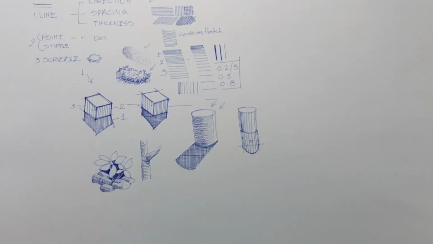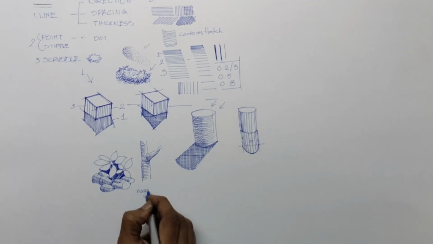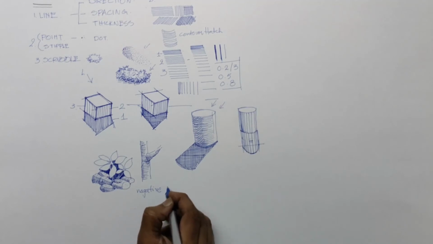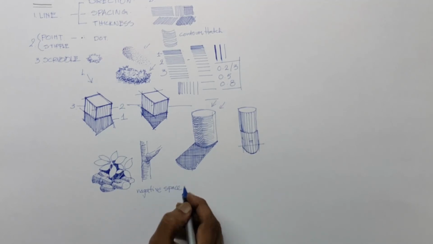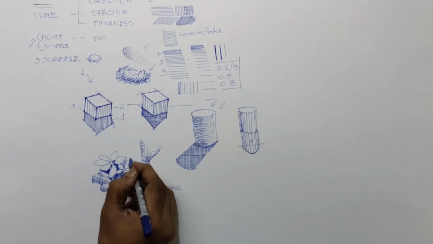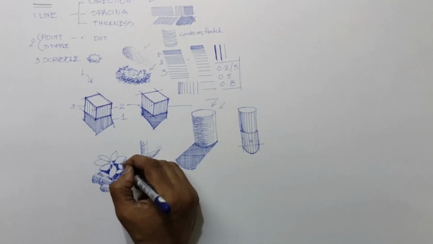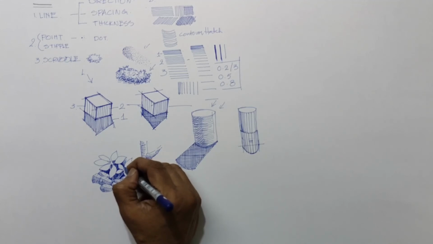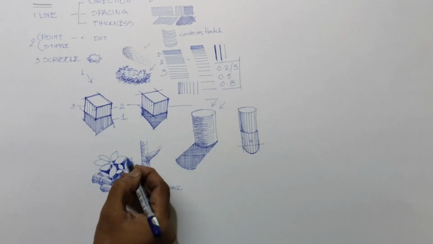So this is called negative space. It means the subject is in white color, whereas the backdrop is dark. Here also, one technique I am using, because there is no end here, it is open, I will only darken and space it. This is like grading. Here I am using complete close lines, here I am leaving it like that, because it is open.